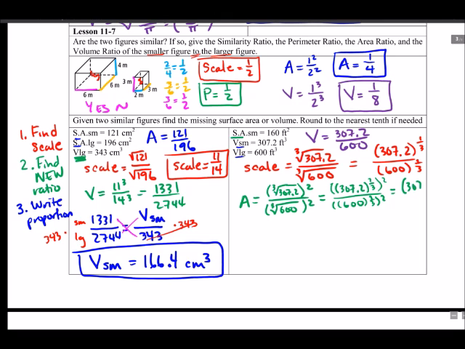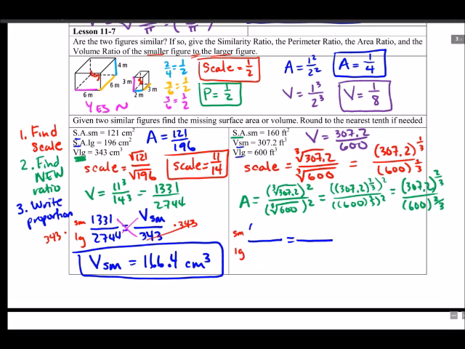So 307.2 to the 2/3 power and 600 to the 2/3 power. Either one of these works very nicely. I prefer using exponents, so that's how we're going to do this. So I now have my new ratio. I have my area ratio. Now I am going to write a proportion. So here's my proportion. I am putting small on top, large on the bottom.